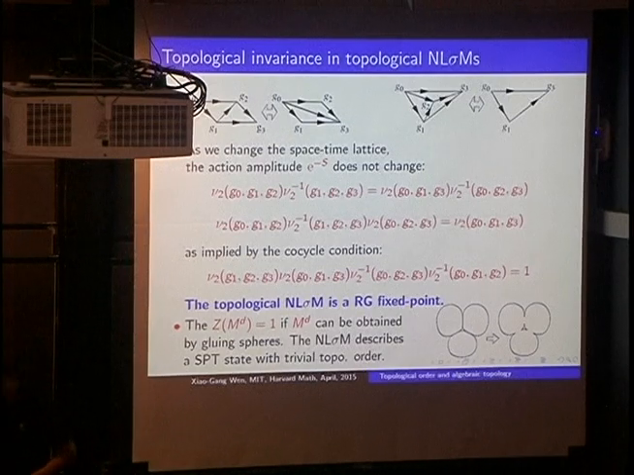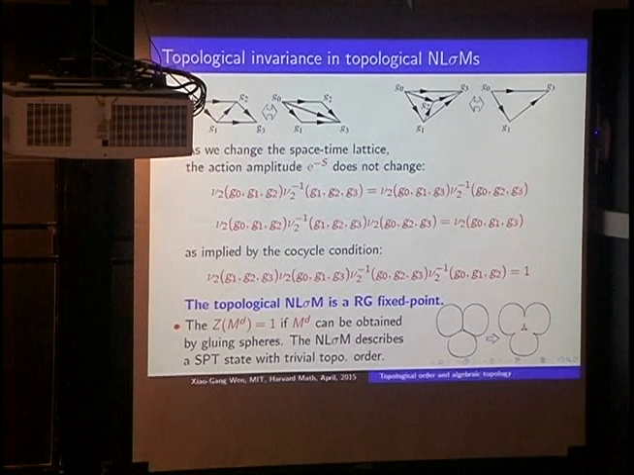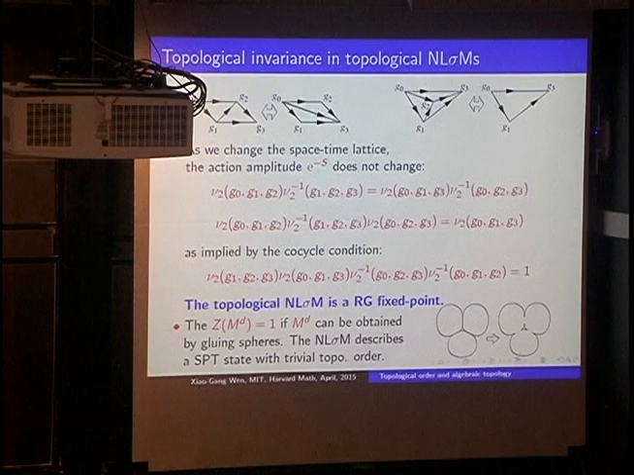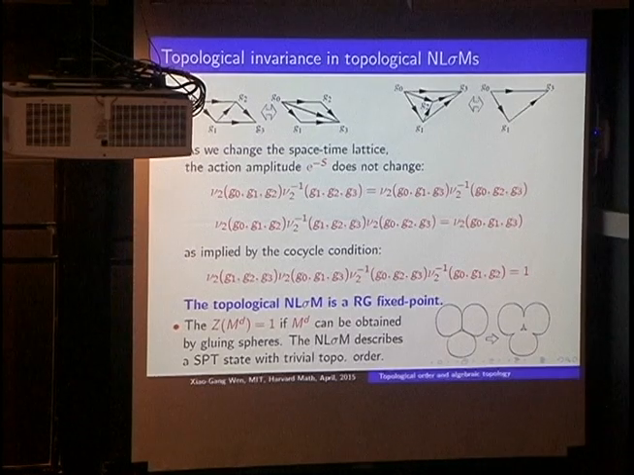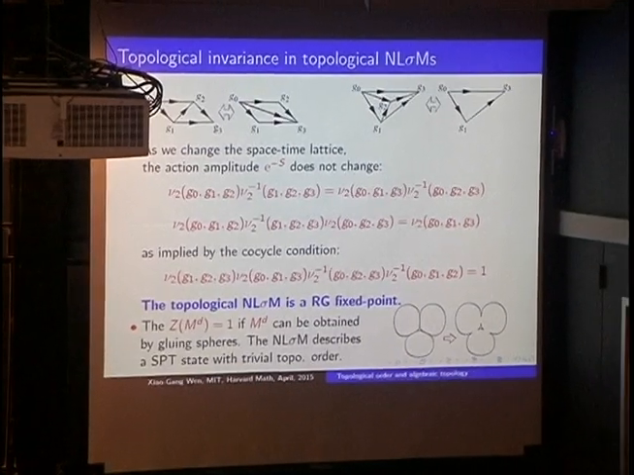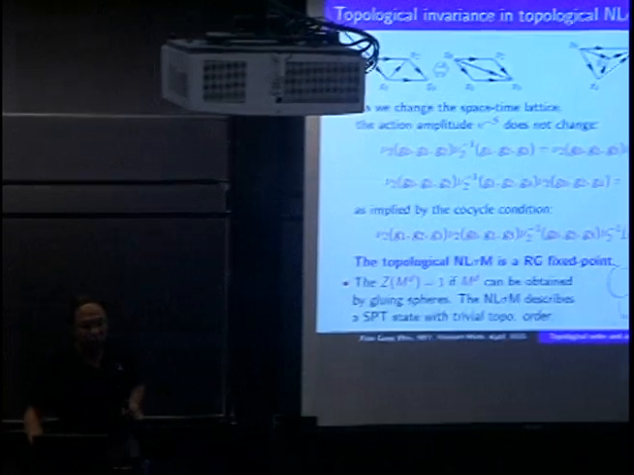Yeah, but this is very closely related to Dijkgraaf-Witten, but not the same. Dijkgraaf-Witten is a gauge theory. So mathematically, you're using the group cohomology. This part of the mathematics is the same. However, the choice of tensor is slightly different. That makes the theory very different.